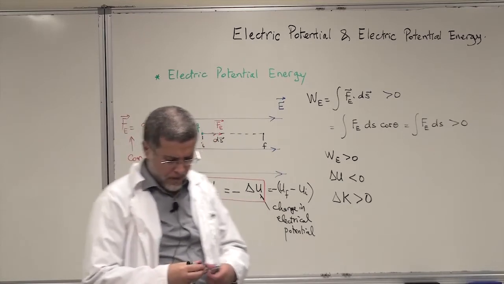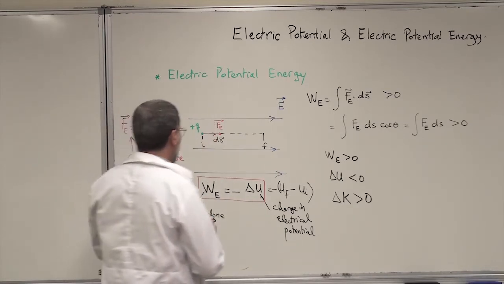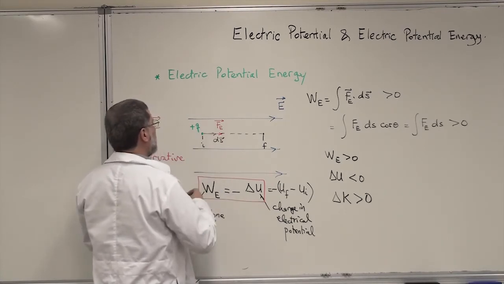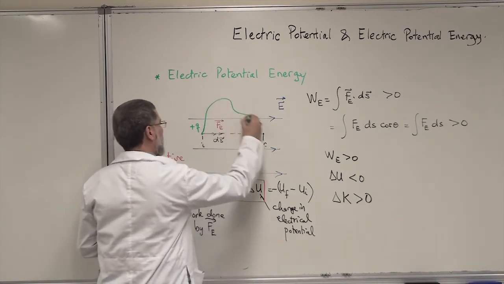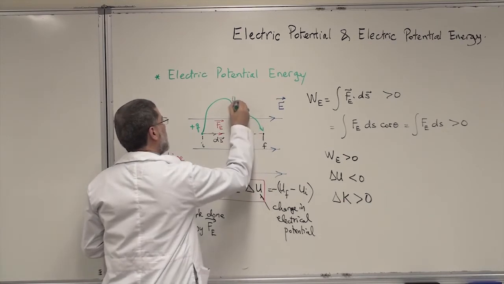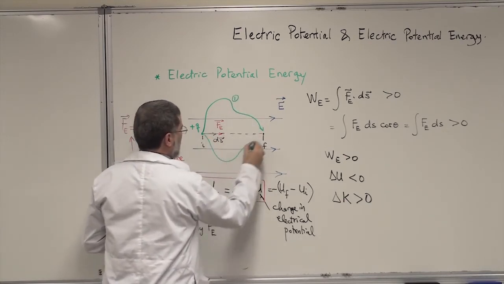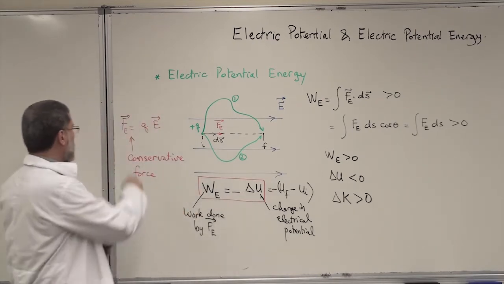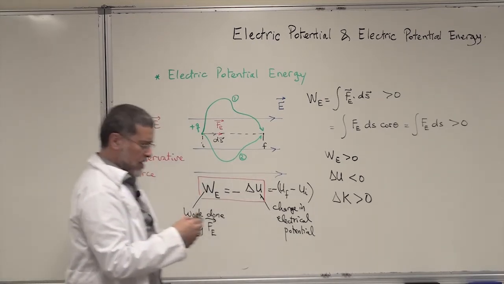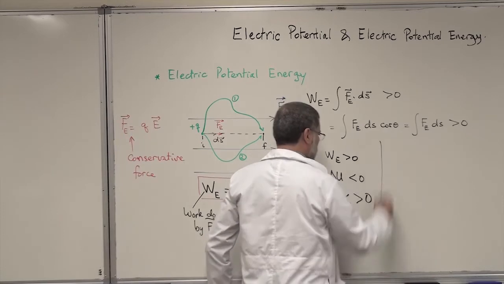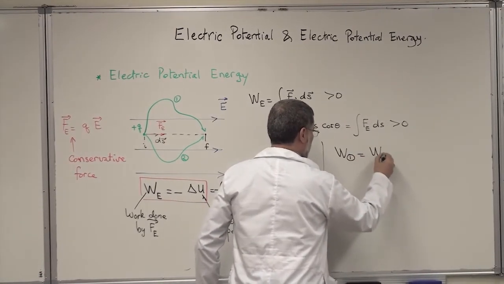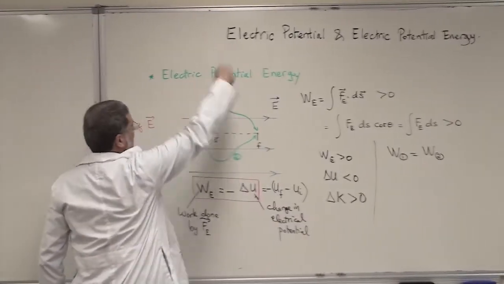Now, this particle can move along different paths. I can take it through this path here, for example, to this point, path number 1. I can take it through path number 2. And I hope you remember, for a conservative force, the work is path independent. So W path number 1 should be equal to W path number 2, and any other path anyway.